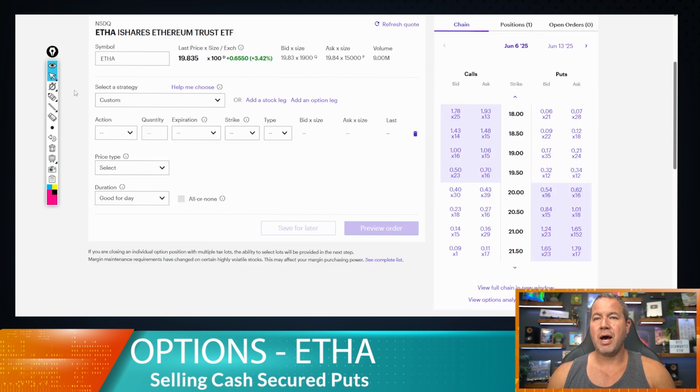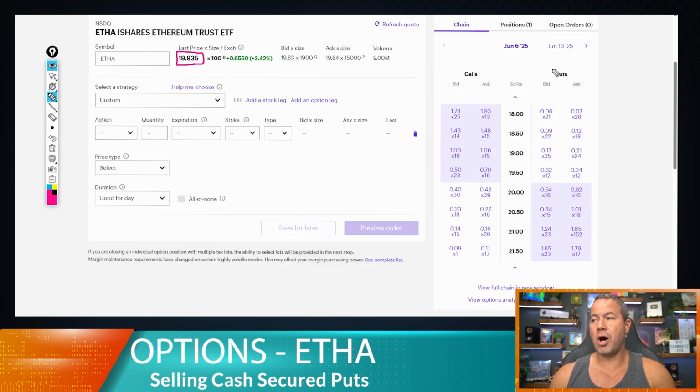Now, there's three things that you see on the screen right here. Obviously, we have the Etha symbol that I have pulled up, and this is the last price that Etha traded at. It's important to know that because we're going to be able to calculate the intrinsic value, which is very important, and we're going to be able to track the time decay or the volatility value that's in the option that we're trading. So we're going to take a look at the price right here. And then we're going to look at the option chain.